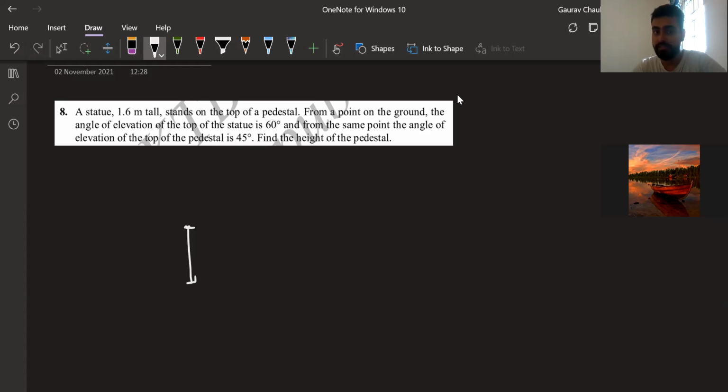So there is something AB, whatever this is. This AB is the pedestal. And there is one more thing on top of this, till C. I don't know if it's longer than this or shorter than this, we don't know. But this thing is 1.6 meter. Are we good with this? Yeah, that is the statue. So AC is the statue.